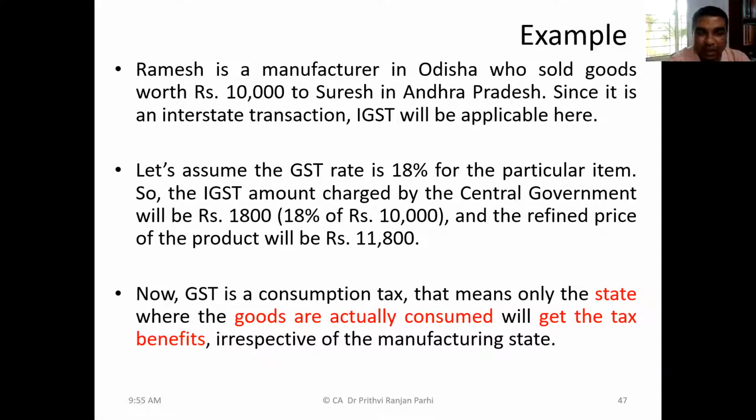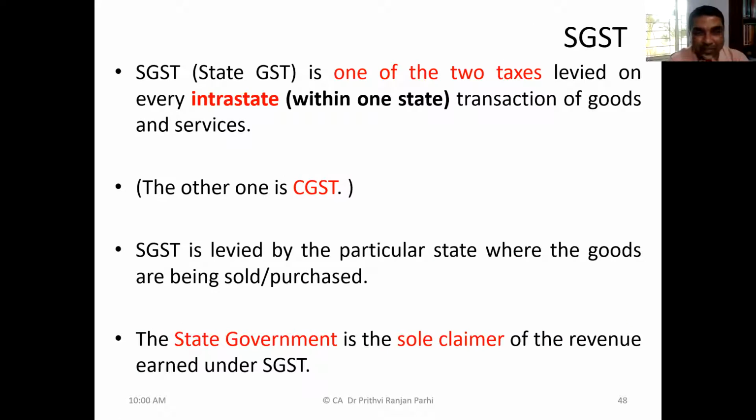Already we know that GST is a consumption-based tax. That means the state where goods are actually consumed will get the tax benefit. IGST is collected by the center. The center will pay this 1,800 rupees to which government? Odisha government or Andhra government? Andhra government, because this is where goods are consumed, not the manufacturing state.